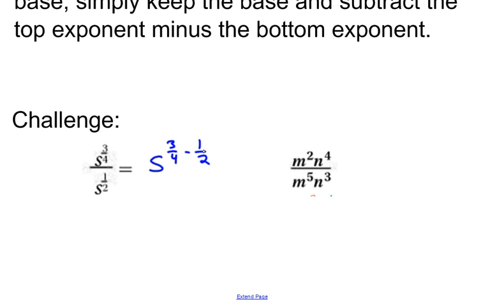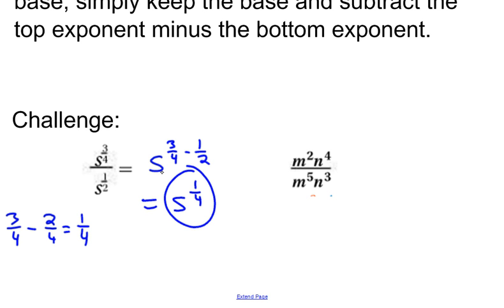Okay, I mean, you look at that, how do you do 3/4 minus 1/2? Well, don't look at it too hard. Just find the common denominator. So we'll do it over here. 3/4, the common denominator with 1/2 would be 2/4. So now you can subtract them and you get 1/4 as your answer. So in other words, this is x to the 1/4 power. All right.